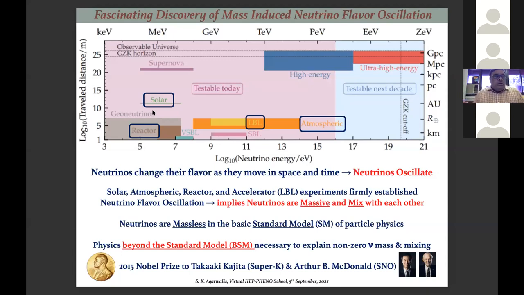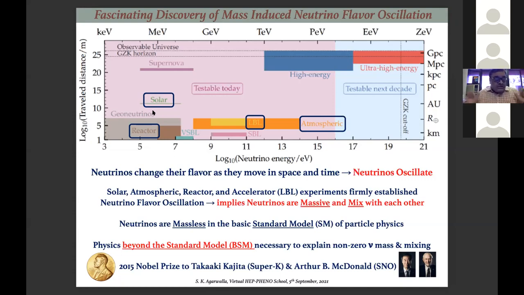So if we need to explain the data, we need to extend our standard model, the basic standard model of particle physics, and we need physics beyond the standard model. Why? To explain this non-zero neutrino mass and mixing, that you need to explain neutrino oscillation. And I feel very happy to say that this is the first experimental proof of physics beyond the standard model.